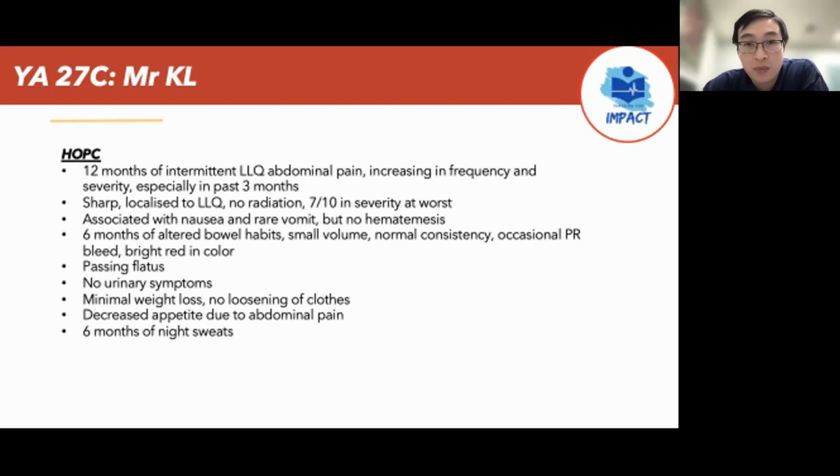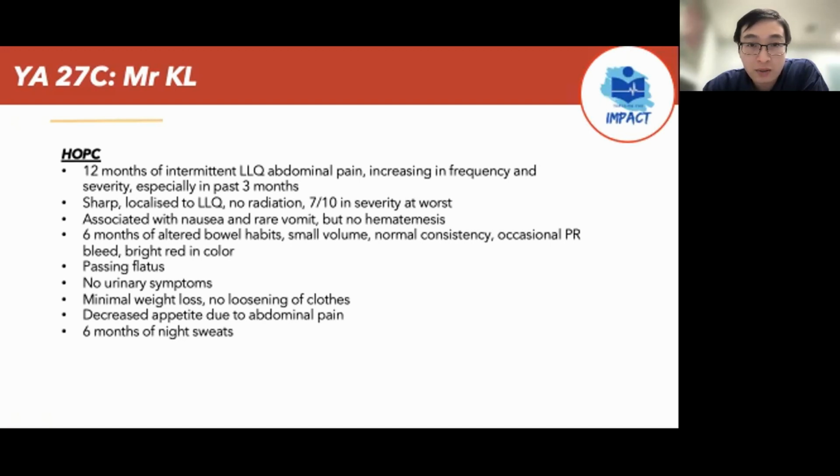6 months of altered bowel habits, described as small volume, normal consistency, occasional PR bleeding, bright red in color, but the patient is passing flatus. No urinary symptoms, minimal weight loss, no loosening of clothes, but decreased appetite due to abdominal pain, and reports 6 months of drenching night sweats.